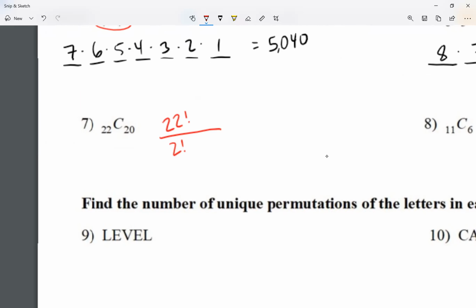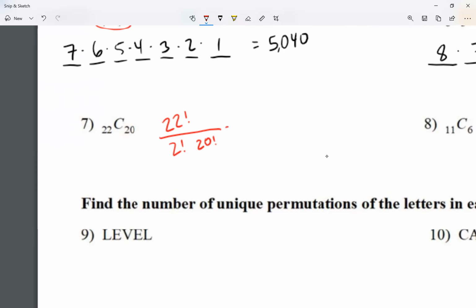Remember the 2 because I subtracted 22 minus 20. However, because order does not matter, I'm going to add at the bottom of my fraction 20 factorial. And that comes from this number, the second value. Because there's a number at the bottom, that means I'm dividing. My number should be a little bit smaller. So I have to do 22 factorial divided by 2 factorial and 20 factorial.